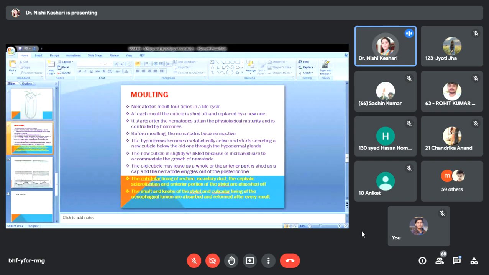Like you have seen in serpents, in snakes, in Hindi we say, सांप ने केचुल छोड़ा. What is that? That is also a molting. So here also they molt their old cuticle. Sometimes the cuticle comes as a whole, and sometimes the upper part comes out like a cap, and then the nematode comes out, leaving the posterior part in the environment.